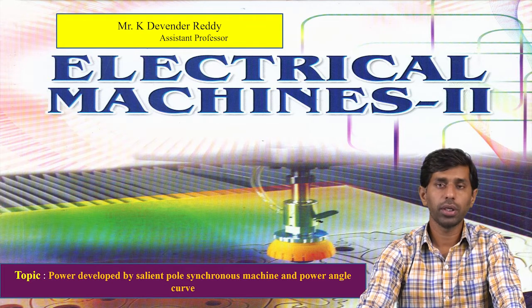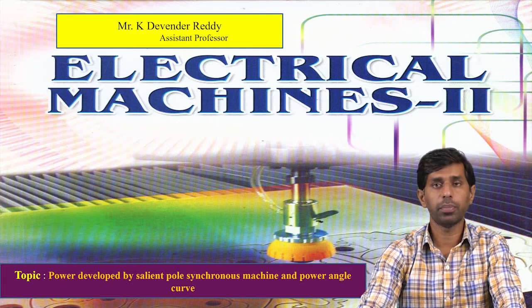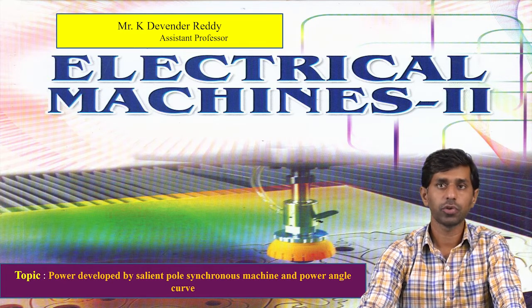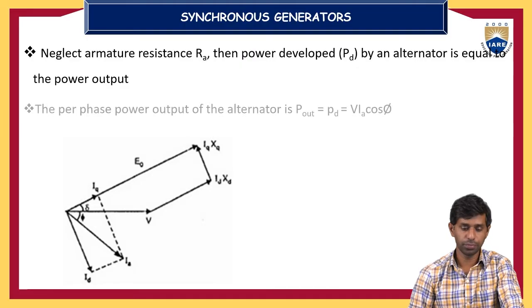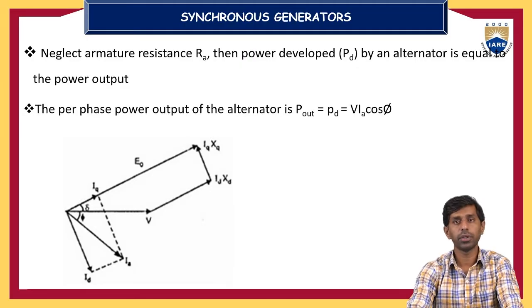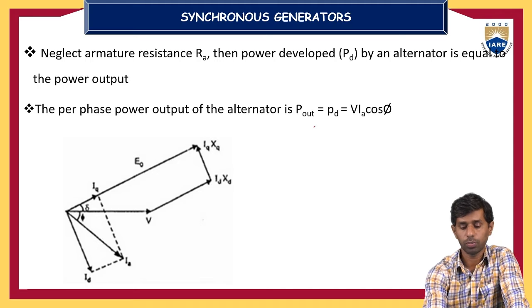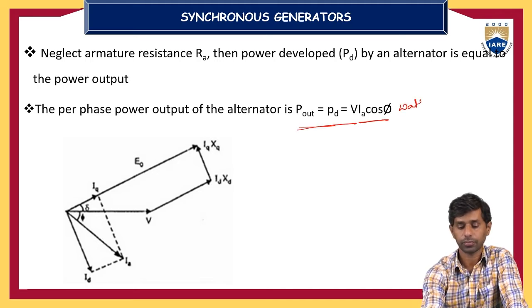In this video, we are going to discuss the power developed by a salient pole synchronous machine and the power angle characteristic curve for the synchronous machine. Let us assume the armature resistance of the alternator is neglected and the developed power of the alternator is equal to the output power, which is equal to VI cos phi watts.